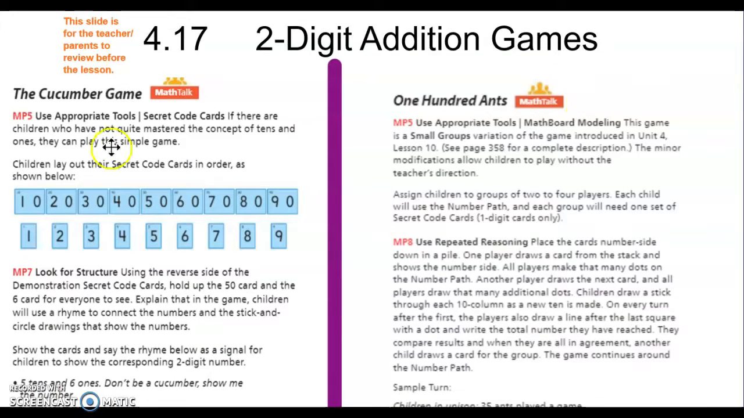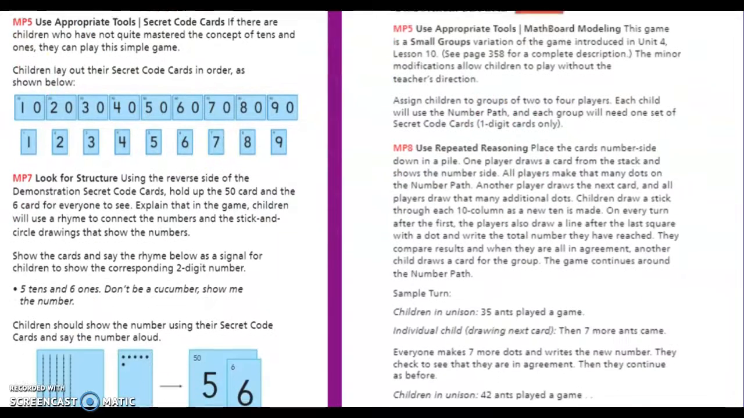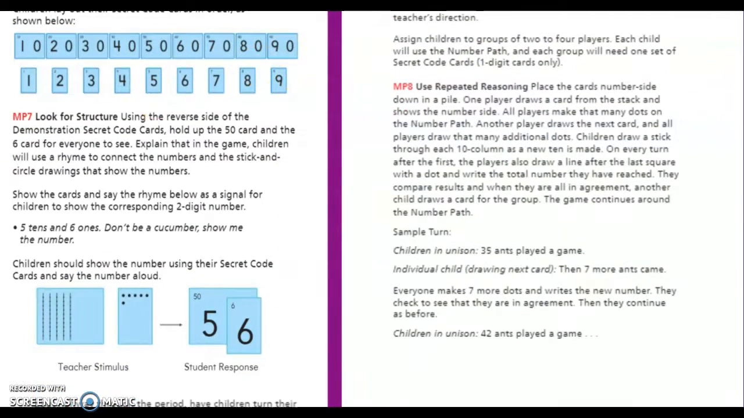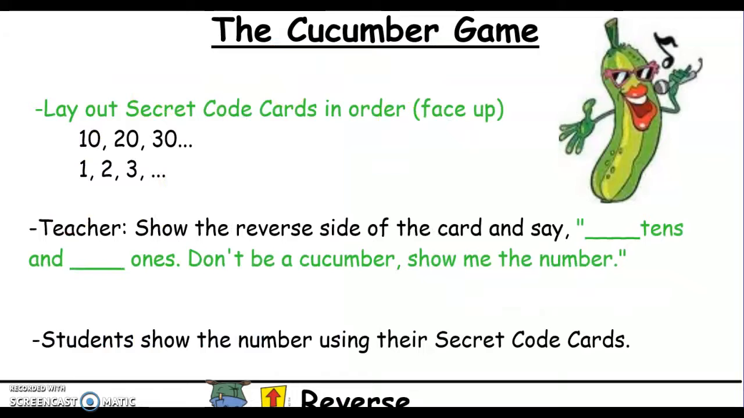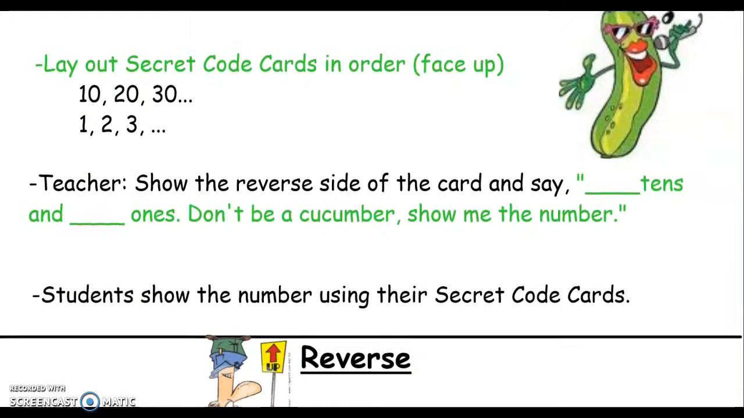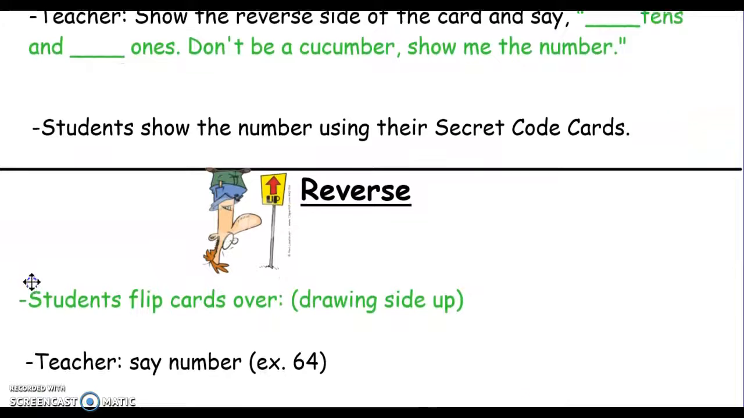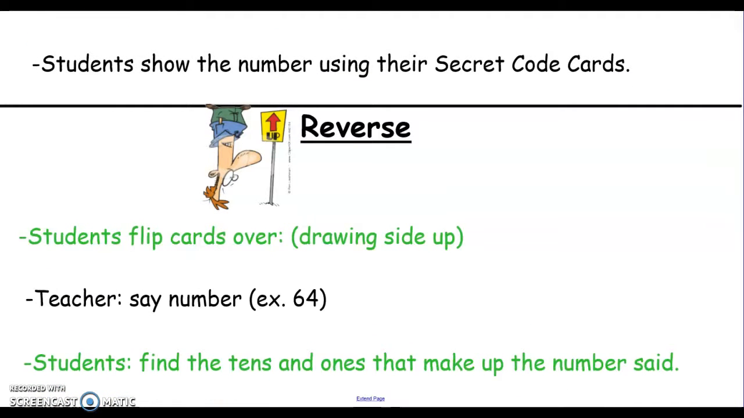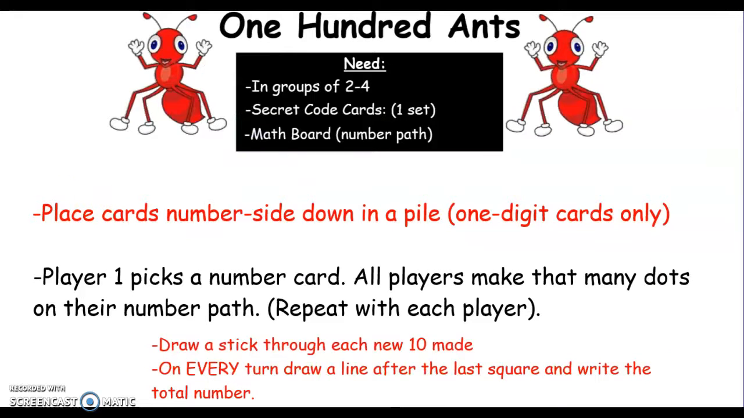The second game they're going to play today is called 100 Ants. We kind of played this in an earlier lesson, but this one the kids can do more independently. So there's directions for both these games. Here's the cucumber game, again, with a little bit more friendly directions. And then here is the ant game when you're done with that one.